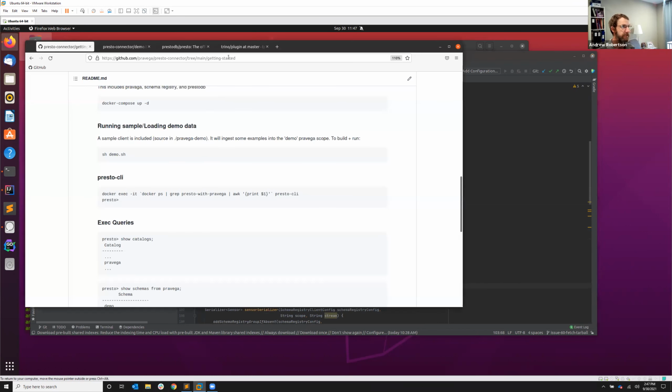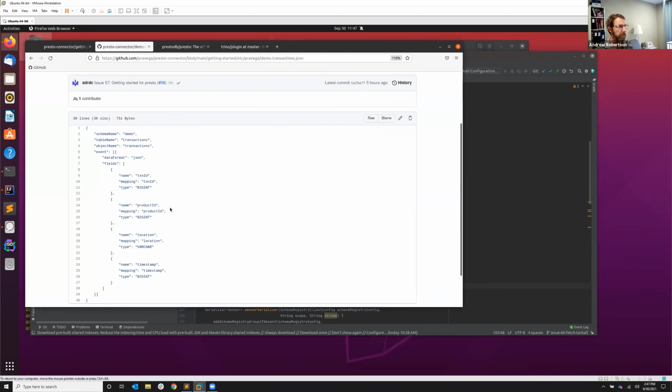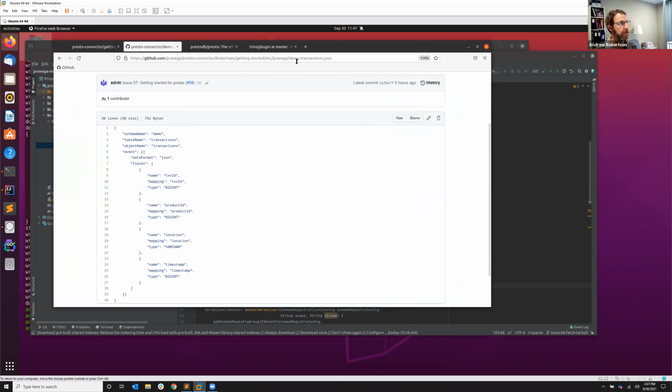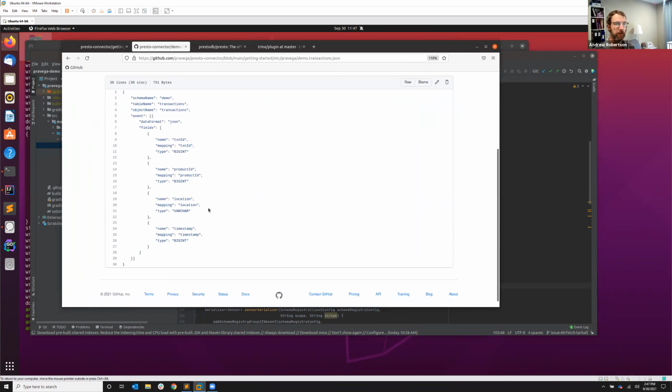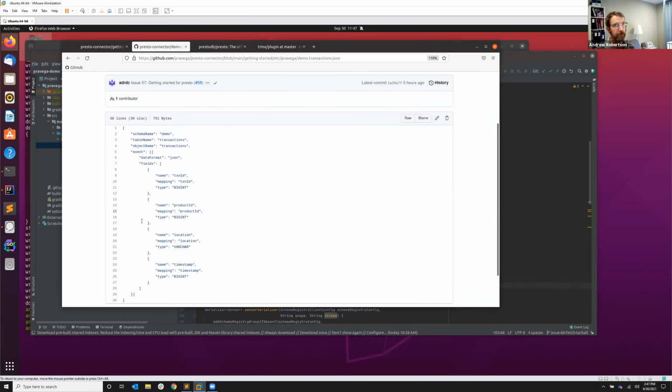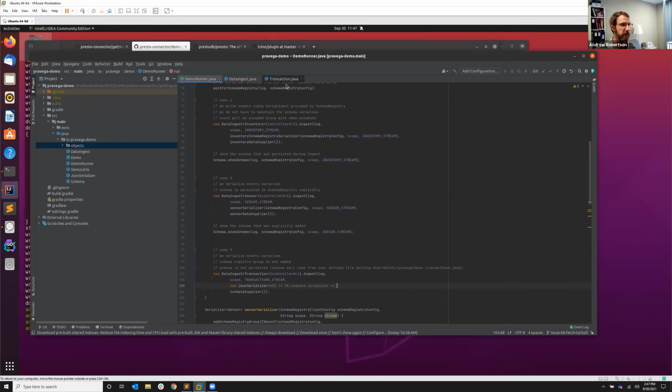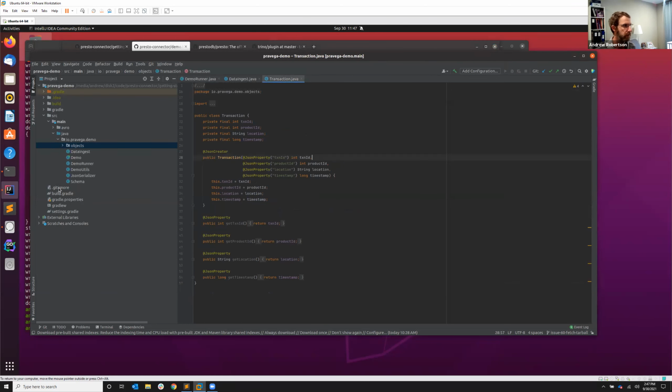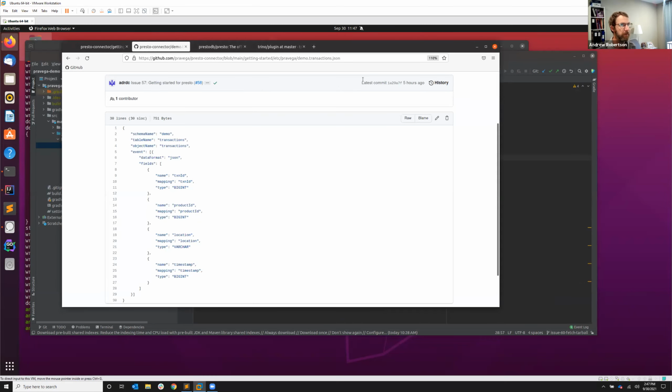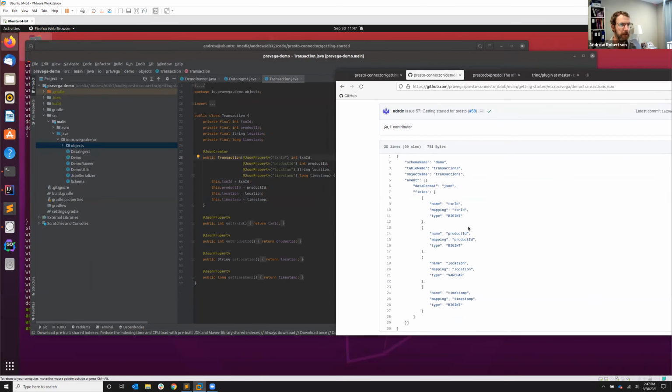In that last case, this maps to demo.transactions. So if you're not using schema registry, this is how you can tell the Pravega plugin what the structure of your data in your stream is, right? So if I look at this transactions object, you can see that I've just mirrored the schema here.